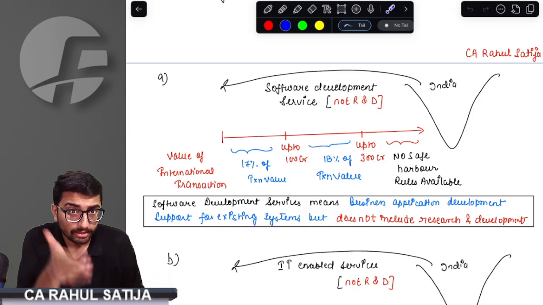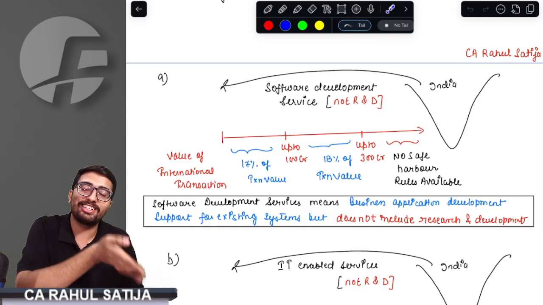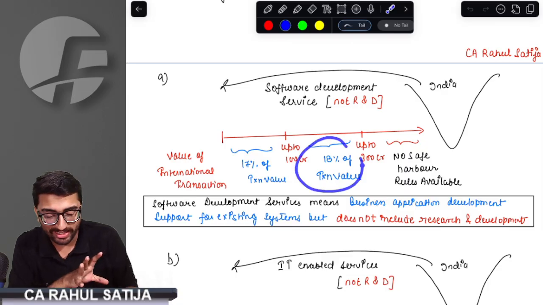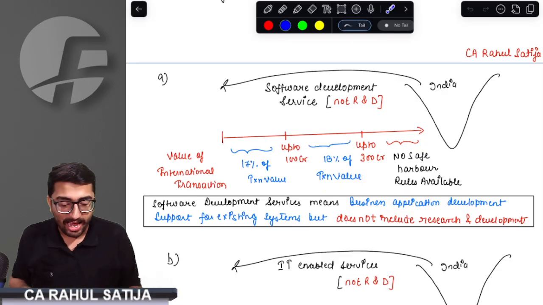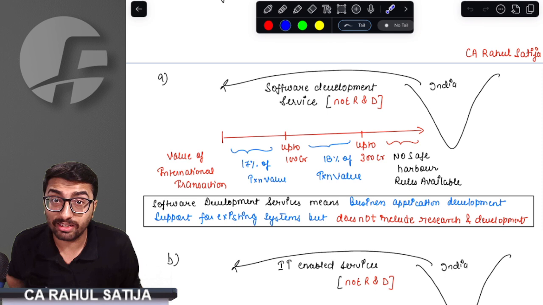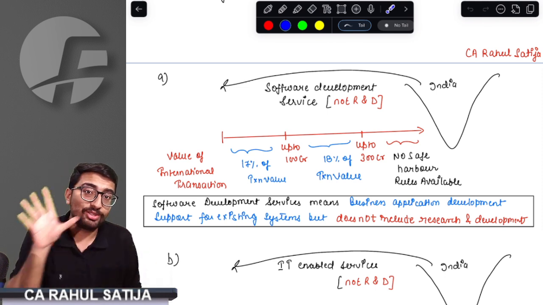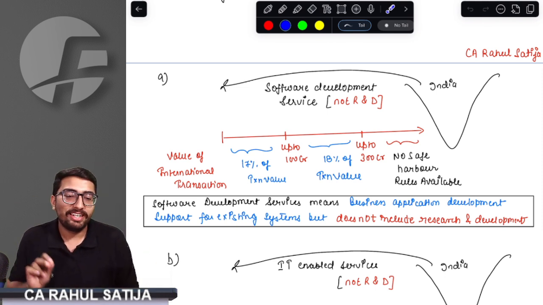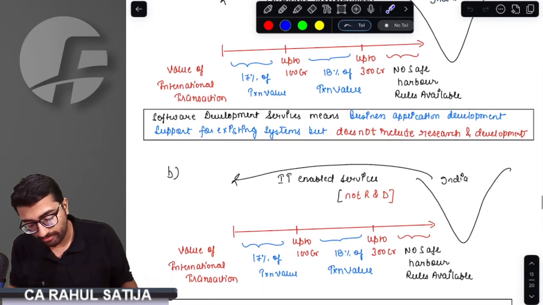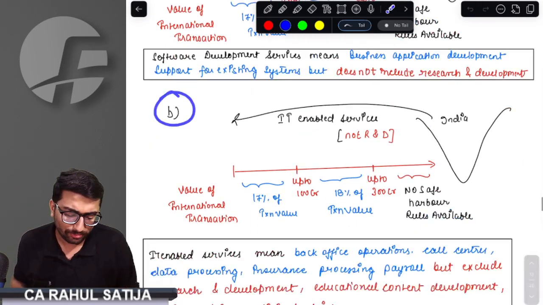If the transaction is up to 100 crore, 17%. If the transaction exceeds 100 crore but is up to 300 crore, then you have to declare 18% of the transaction value as profit. And if the transaction exceeds 300 crore, no safe harbor rules would be given to you. Did I make this point very clear? Yes, sir, we understood.